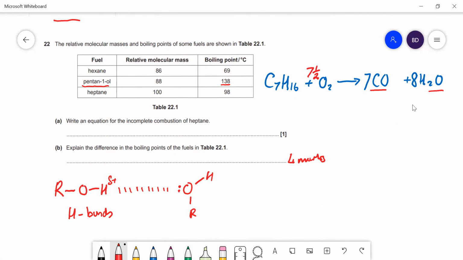Right, now in hexane and heptane, there's no hydrogen bonds, obviously. You're not going to have any dipole-dipole. Those molecules don't have permanent dipoles, hexane and heptane, because they're hydrocarbons. They've only got hydrogen and carbon. So C and H, same electronegativity. So no dipole, no permanent dipole.